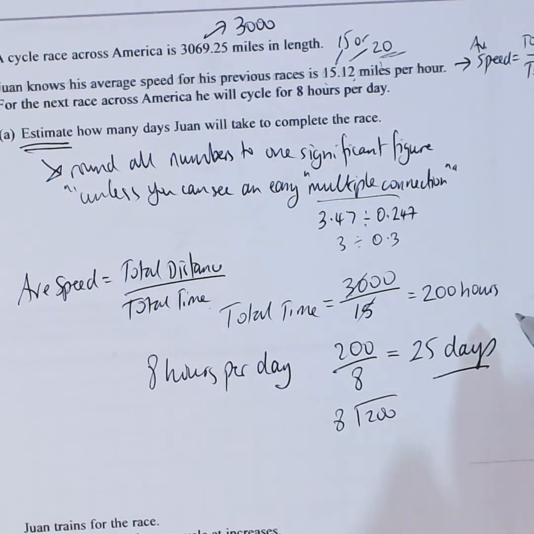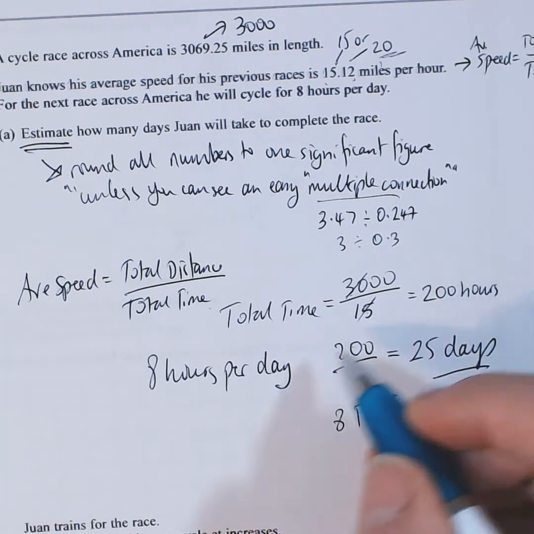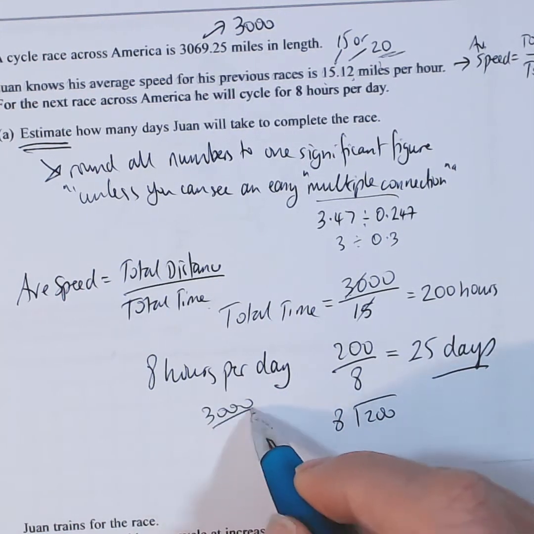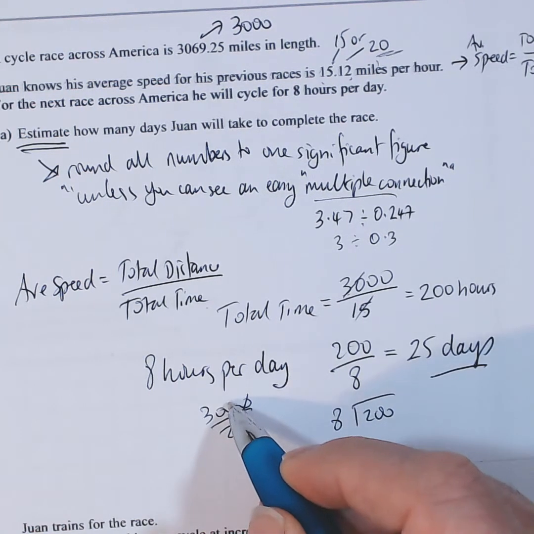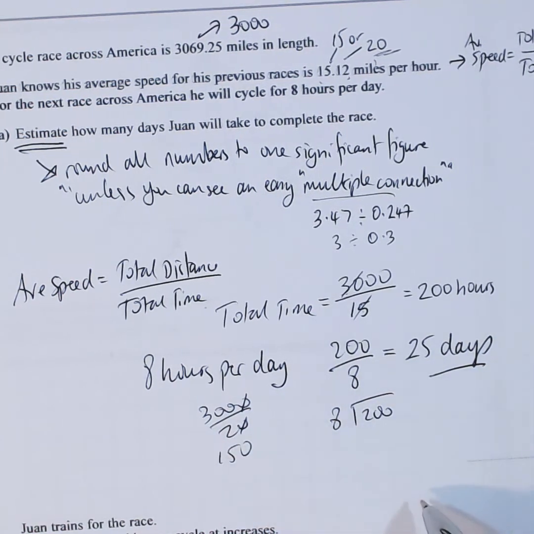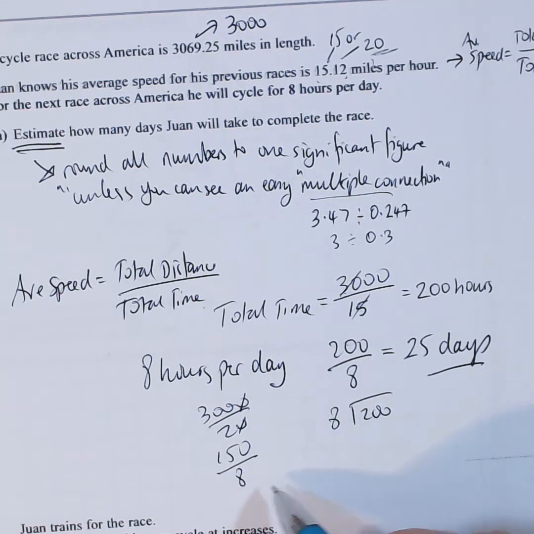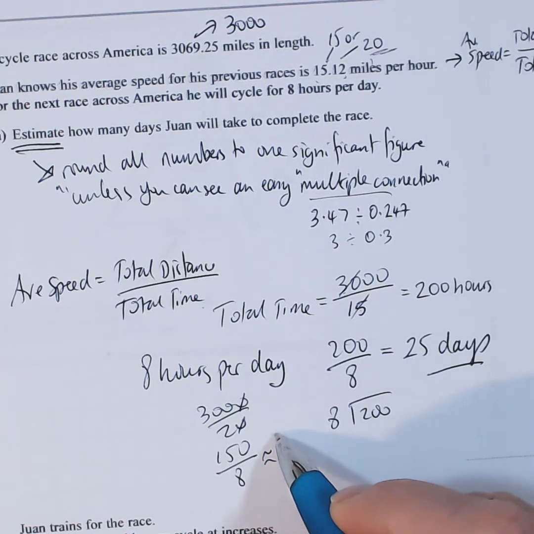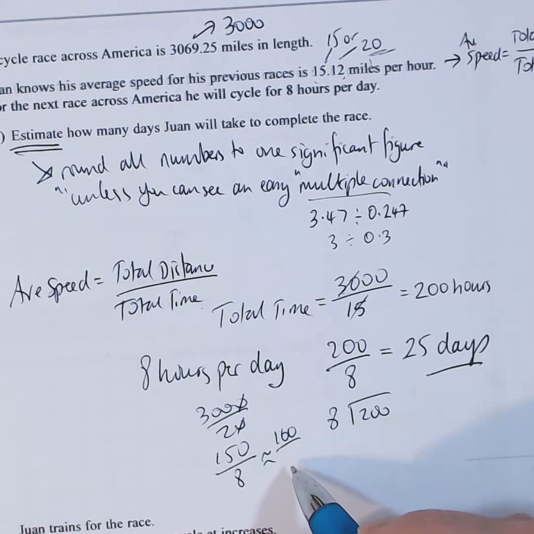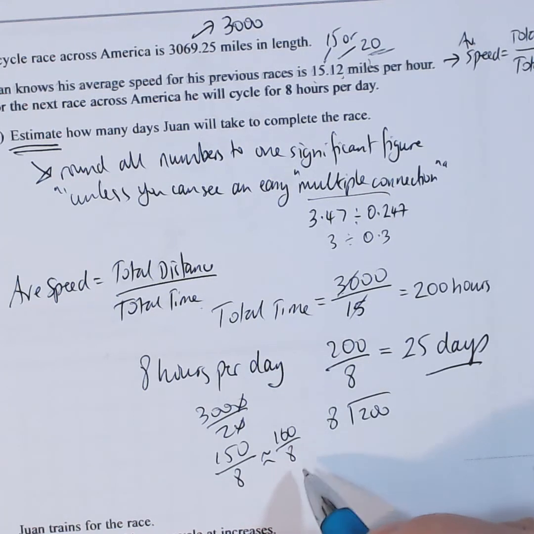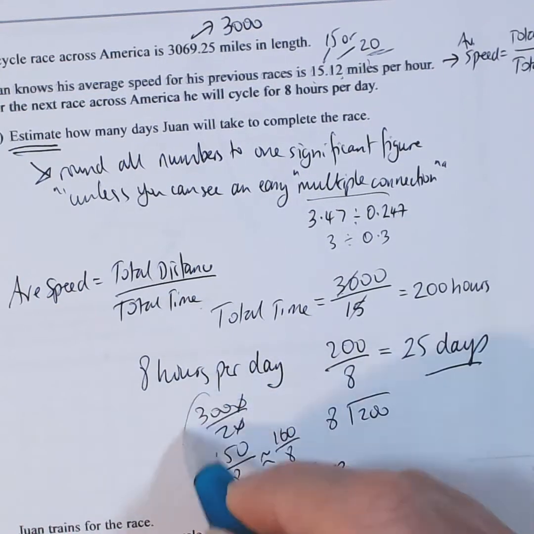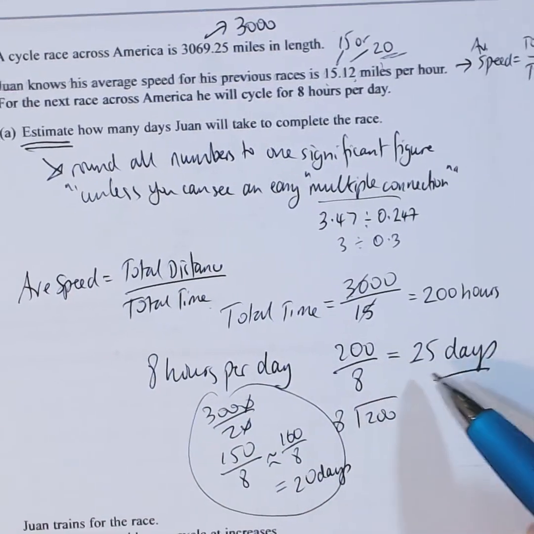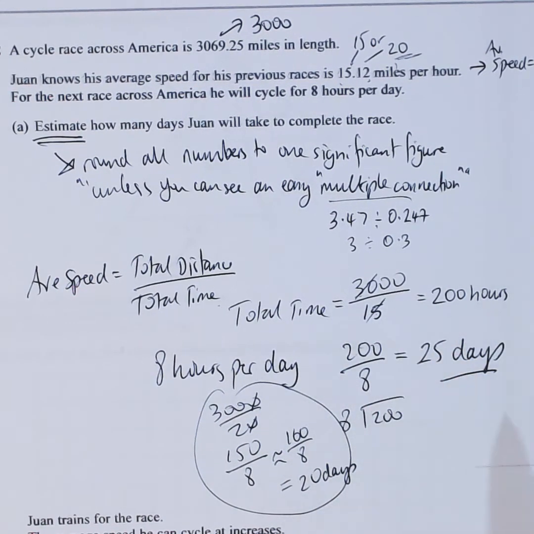If you'd done it the other way, you would have ended up with 3,000 divided by 20. Again, divide by 10, and then halve 300. That would have been 150. You would have divided that by 8, but you're estimating, so you would have made the 150 into 160, a nice multiple of 8, and that would have given you 20 days. So there's a couple of alternatives of how to do that question.